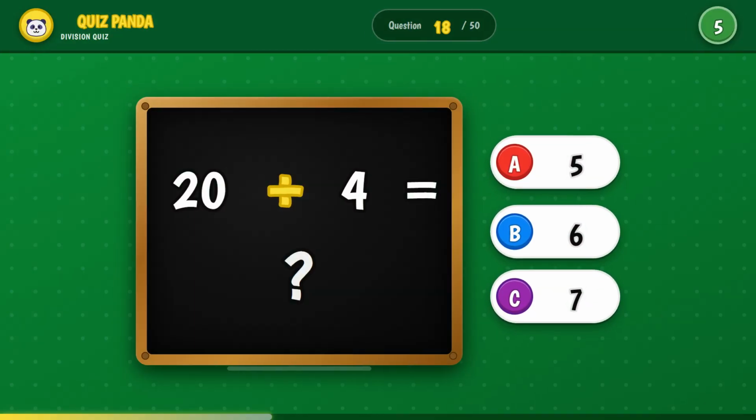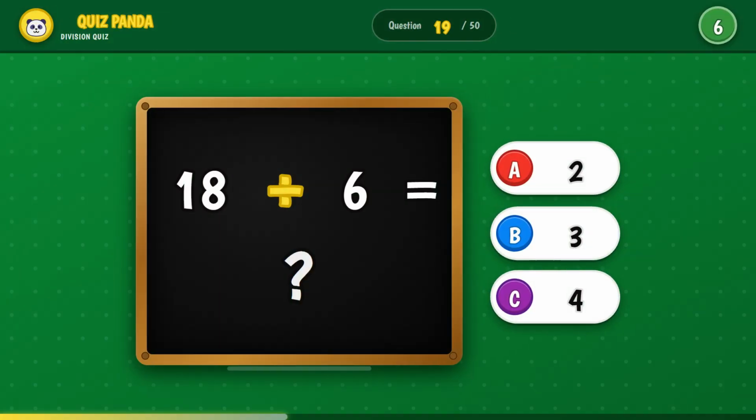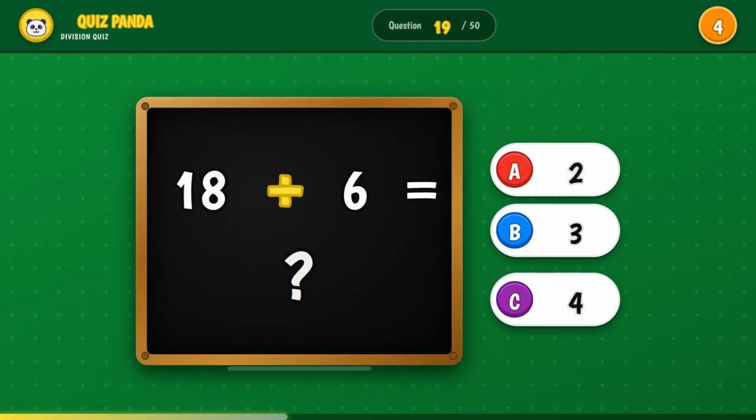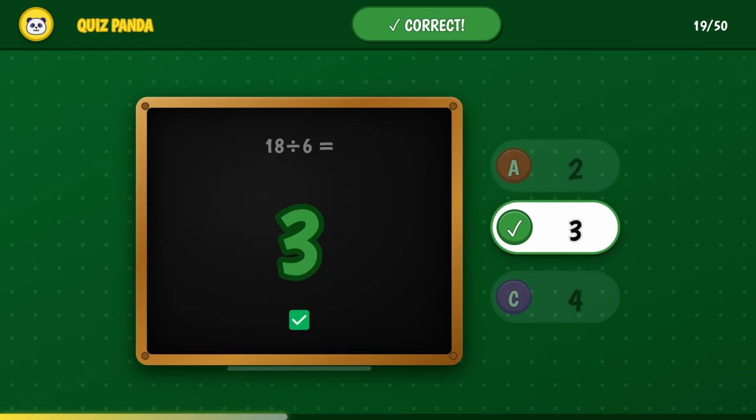Question 18. 20 divided by 4. What's the answer? The correct answer is A, 5. Question 19. What is 18 divided by 6? The correct answer is B, 3.